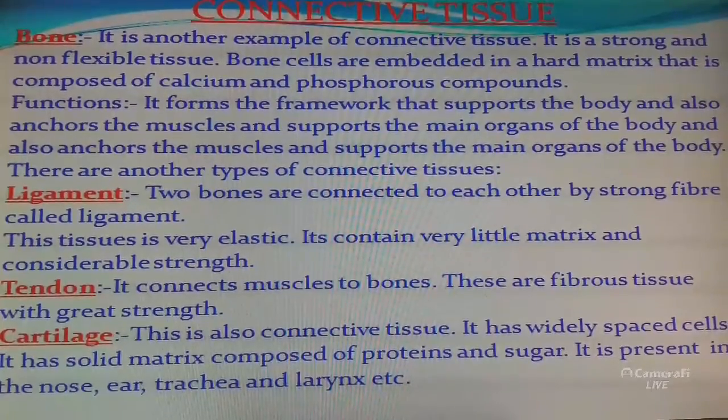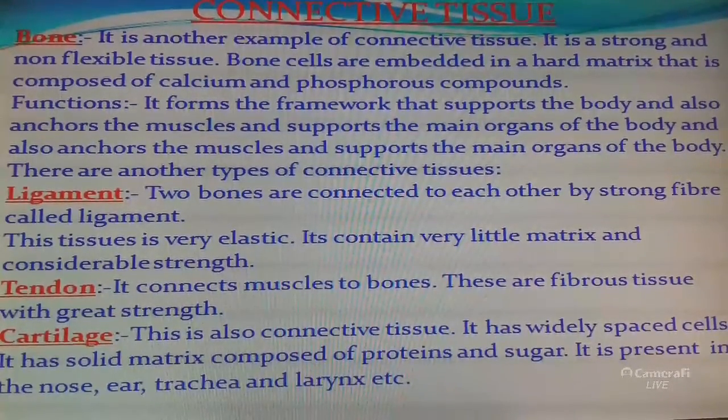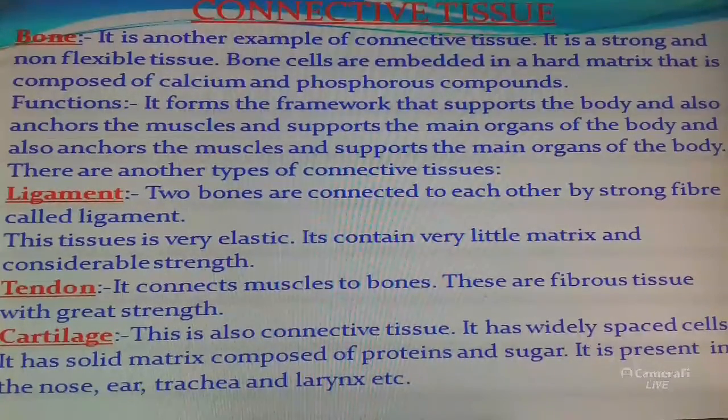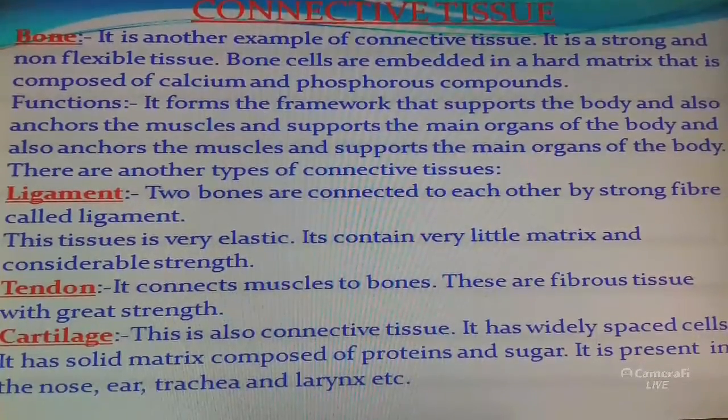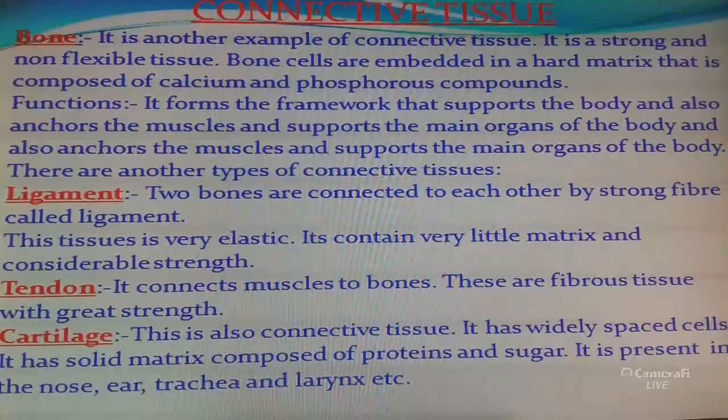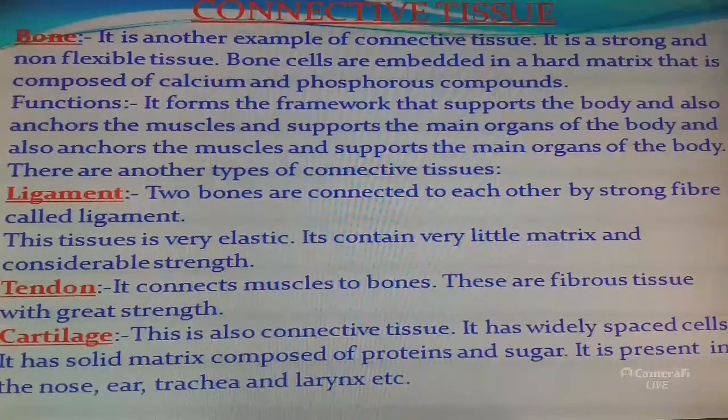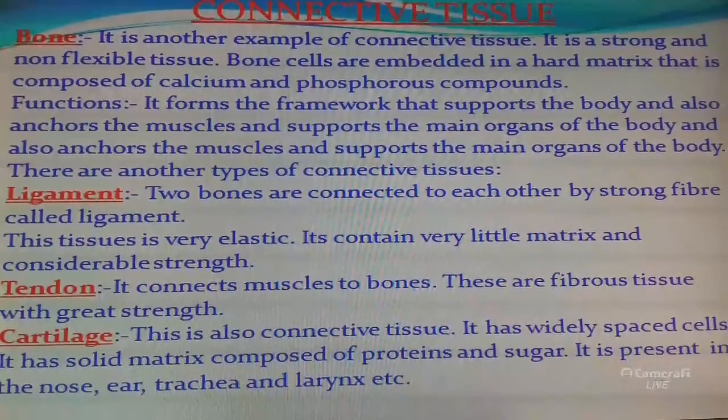Two bones can be connected to each other by another type of connective tissue. These are called ligaments. This tissue is very elastic and it has considerable strength, and ligament contains very little matrix.